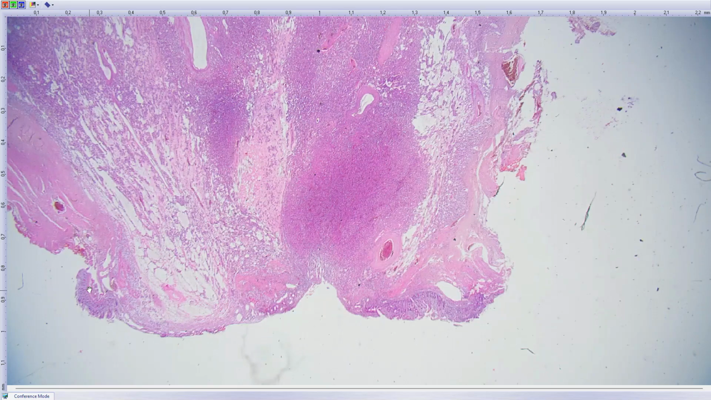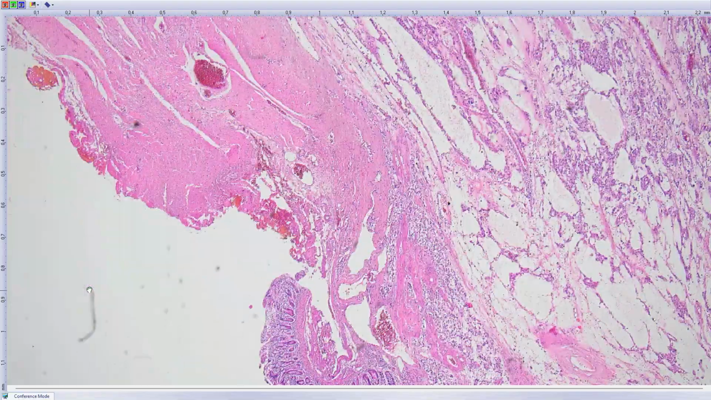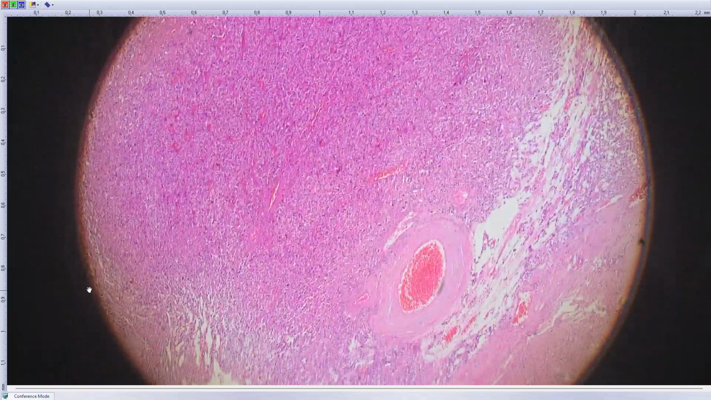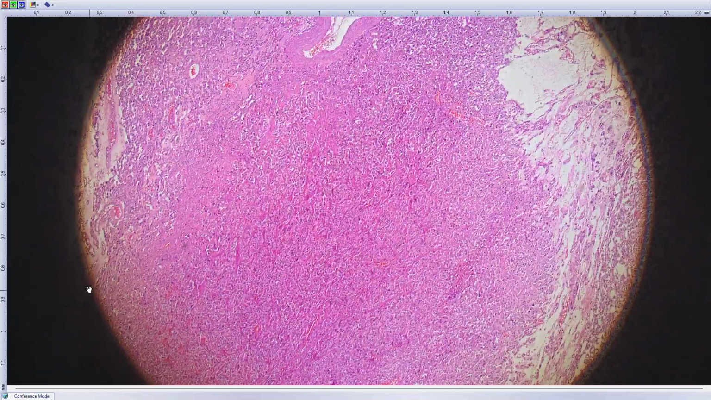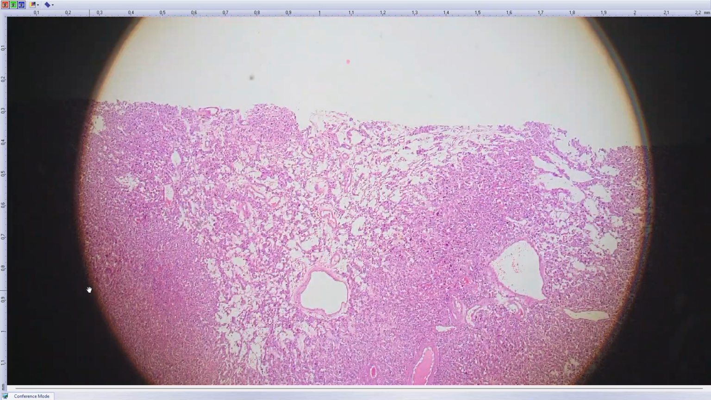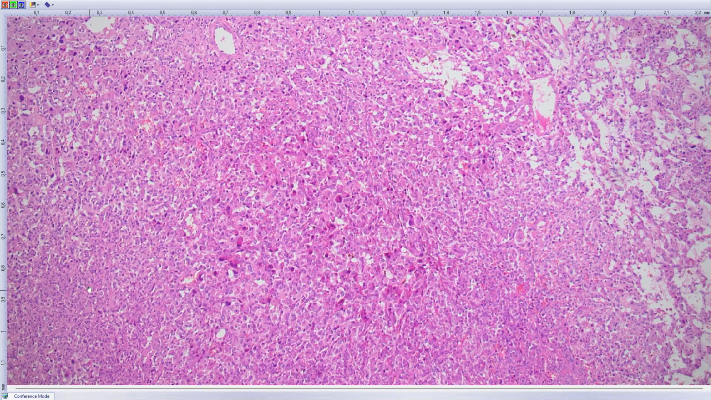And this is the scanning magnification. You can see the mucosa at the bottom. The mucosa was ulcerated, but otherwise unremarkable. And the resected tumor basically infiltrated the whole thickness of the intestinal wall.